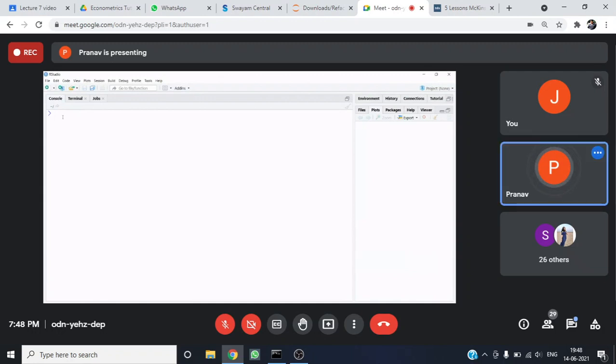Okay, thank you. The first example that we'll do is for the omitted variable, and for this, I asked you to load the data set GPA1 from the package wooldridge. What I have to do is load this GPA1.